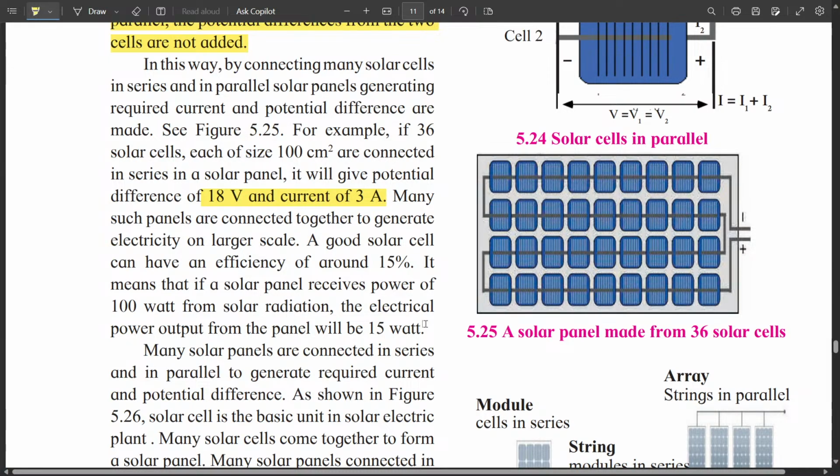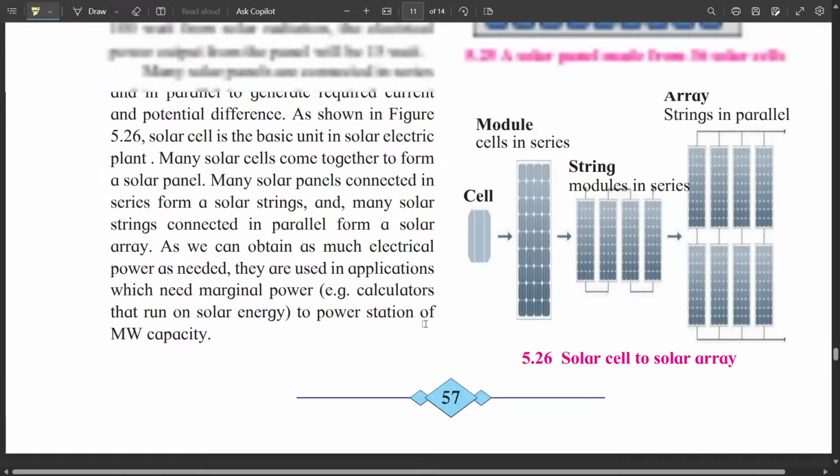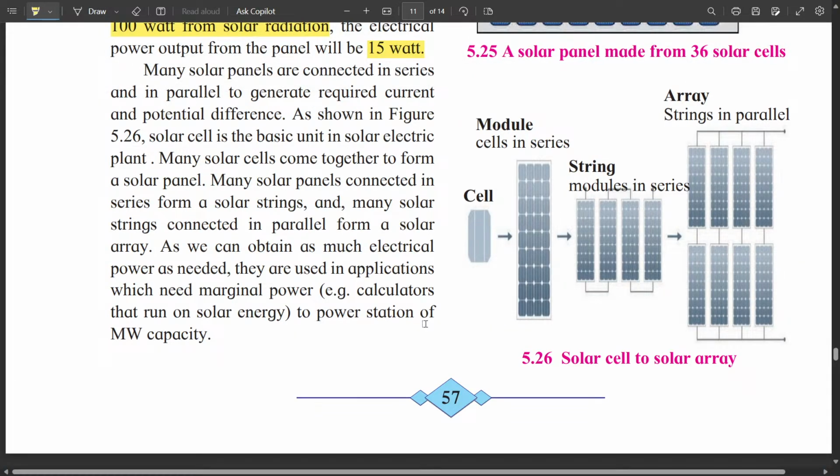A good solar cell has an efficiency of 15%. That means if 100 watt solar radiation falls on it, it can convert 15 watt out of that into electrical energy. Many solar panels are connected in series and parallel to generate required current and potential difference.